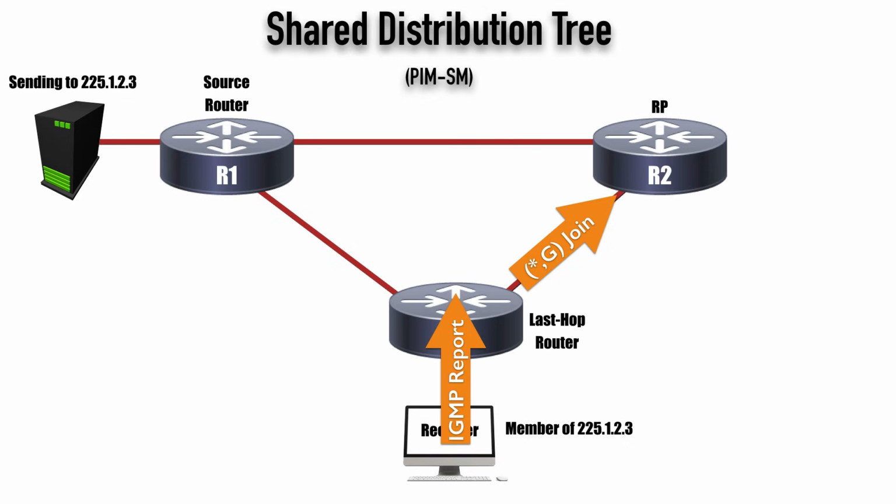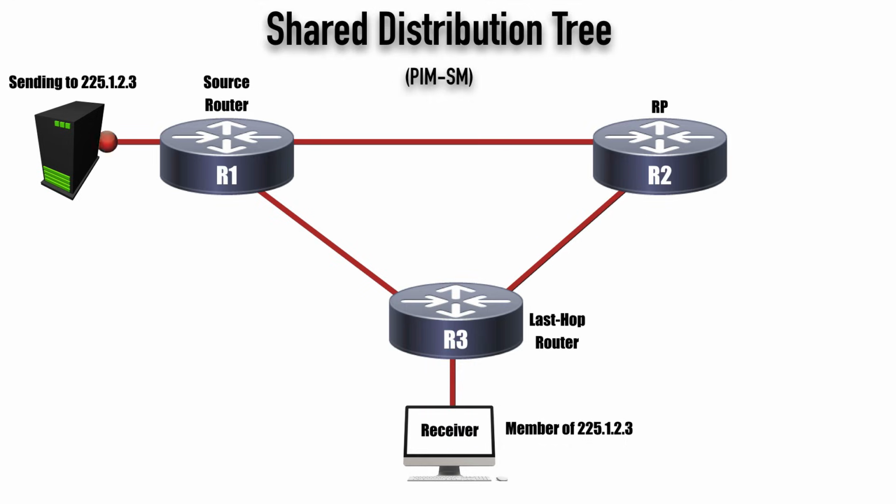Now, notice the way this is written. *, G. The star represents the source. We're saying we don't really care where we get it from. We don't care what the source IP address is, but the group we want to join is 225.1.2.3. That's the G in star comma G.